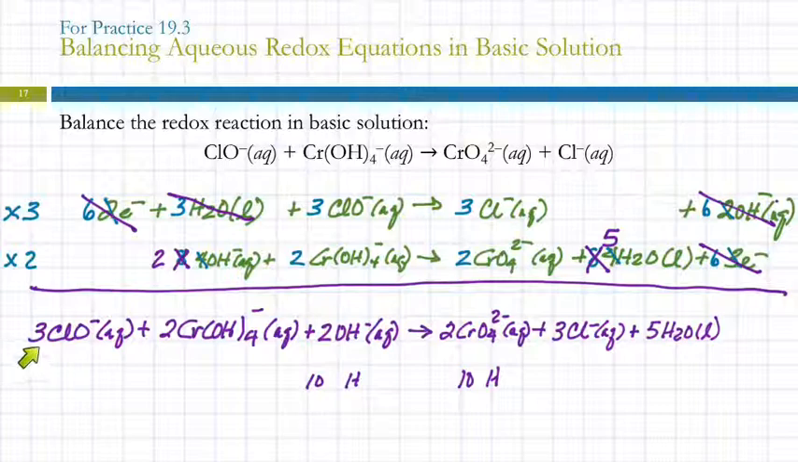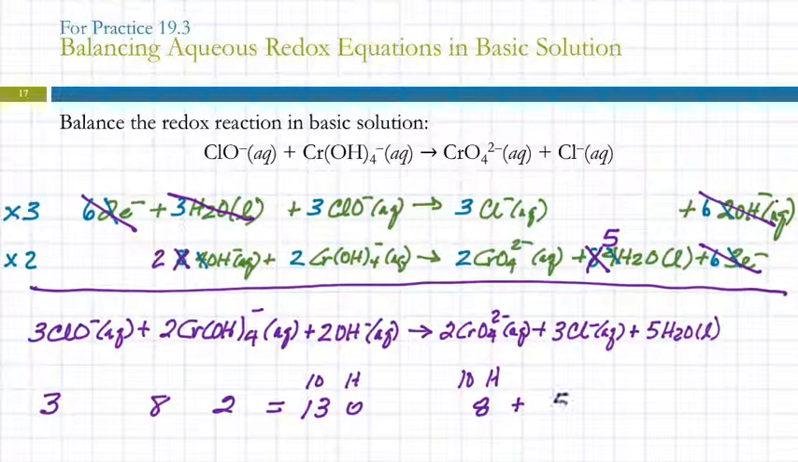Oxygens, I've got 3 oxygens here, and I have 2 times, yeah, see, this is getting ugly, right? So I've got 3 oxygens, and I've got 8 oxygens, and I've got 2 oxygens. So that's a total of 13. And then over here I've got 8. 2 times 4 is 8. And 5. Oh, cool, that's 13. Phew.